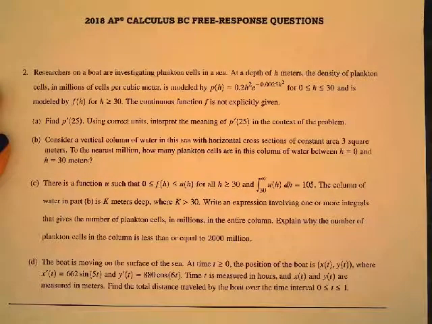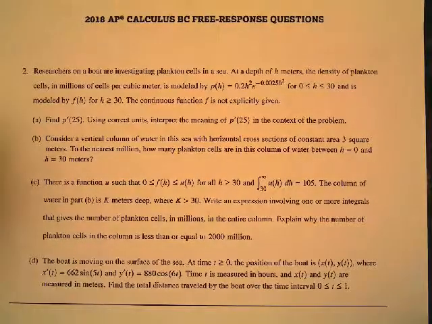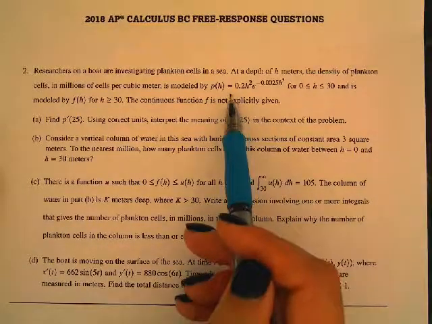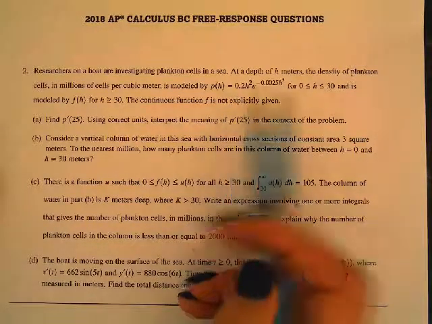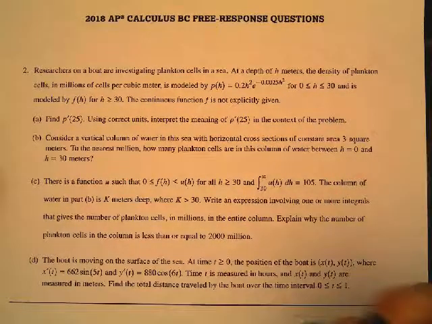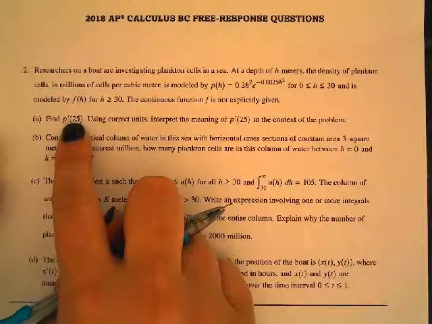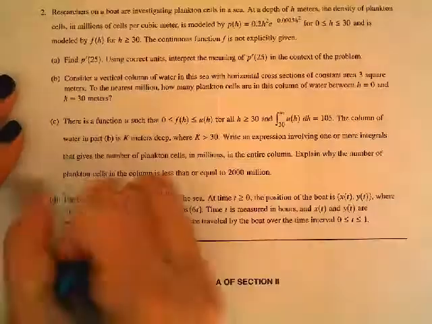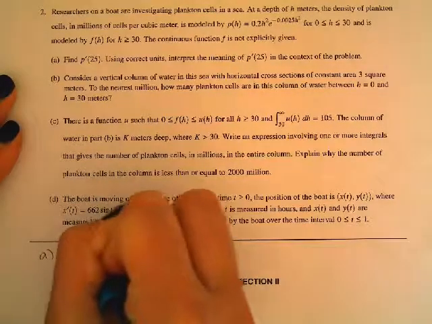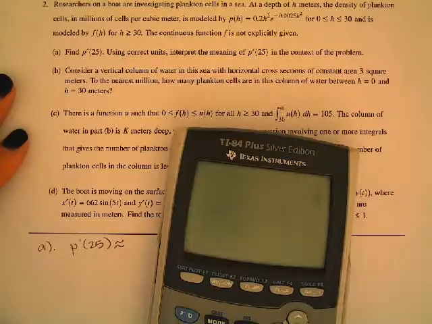All right, this is the second FRQ from the 2018 BC exam. They give you a function that represents the density of plankton. For part A, they ask you to find the rate of change at h equals 25, which means a depth of 25 meters. So we're going to say P prime of 25 is approximately, and then we've got some typing to do.